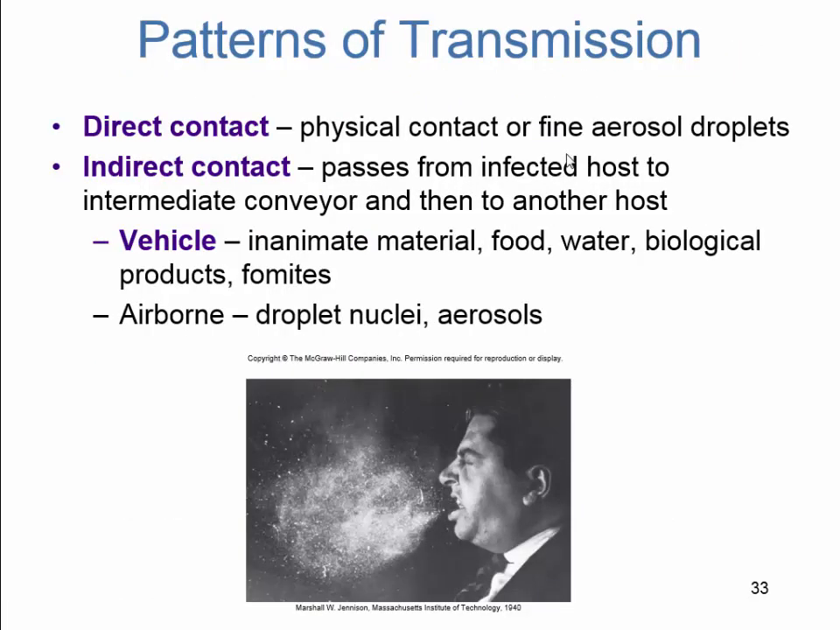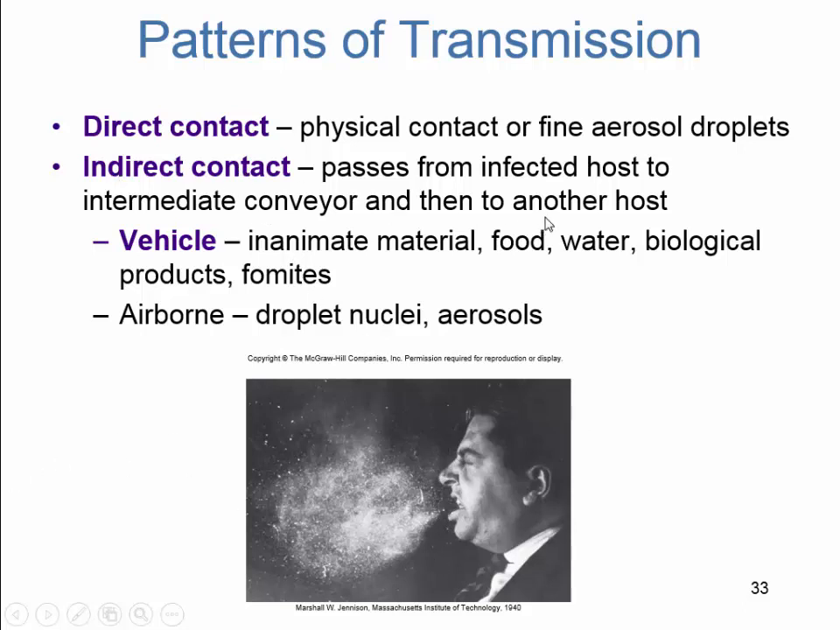Patterns of transmission can be either direct or indirect. Direct contact is when you're actually coming in contact with the infected person, or with fine aerosolized droplets. You can see here the aerosolized droplets descending, and depending on the infection, in some cases the aerosolized droplets can actually infect at a 10-foot distance.